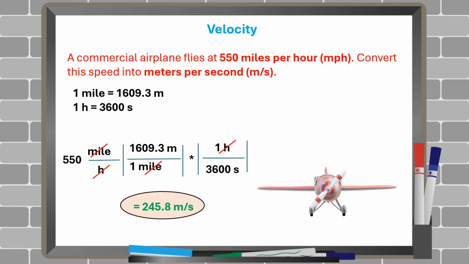We know that from last video. 1 mile equals 1,609 meters, and 1 hour equals 3,600 seconds. So, to convert miles per hour to meters per second, we use this formula. That means the airplane is flying at 245.8 meters per second. That's almost 900 kilometers per hour. Imagine standing still while a jet zooms past, insane speed.